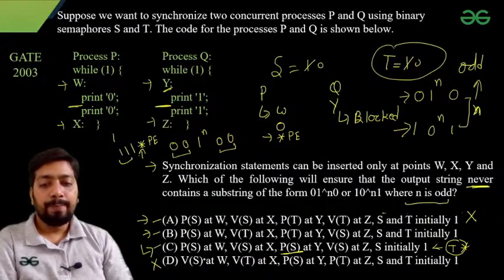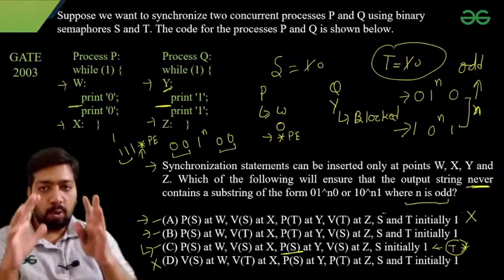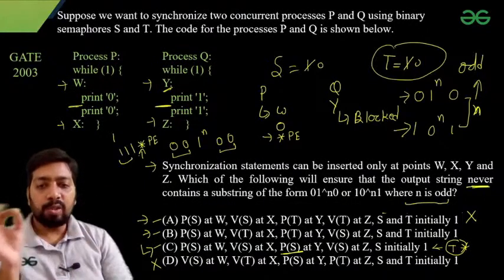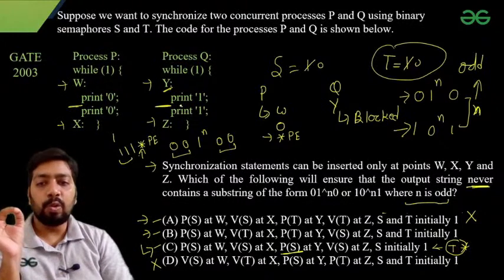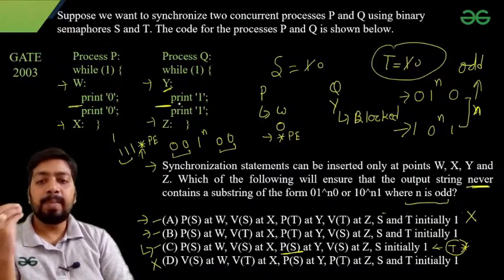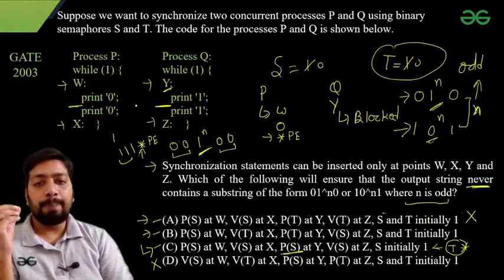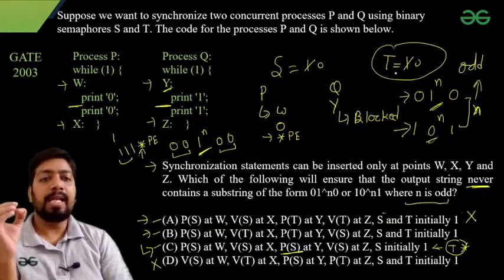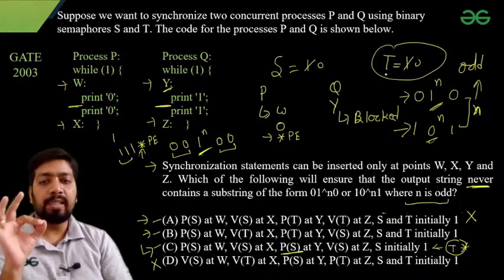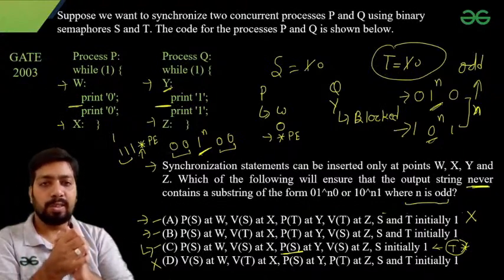So if you know semaphores by heart, you can solve this directly, because you know there must be a preemption to get an odd number of 1s or an odd number of 0s, and for the preemption, semaphores S and T must both be 1. Then only there can be an odd number of 1s or 0s. So guys, I hope you understood this question.